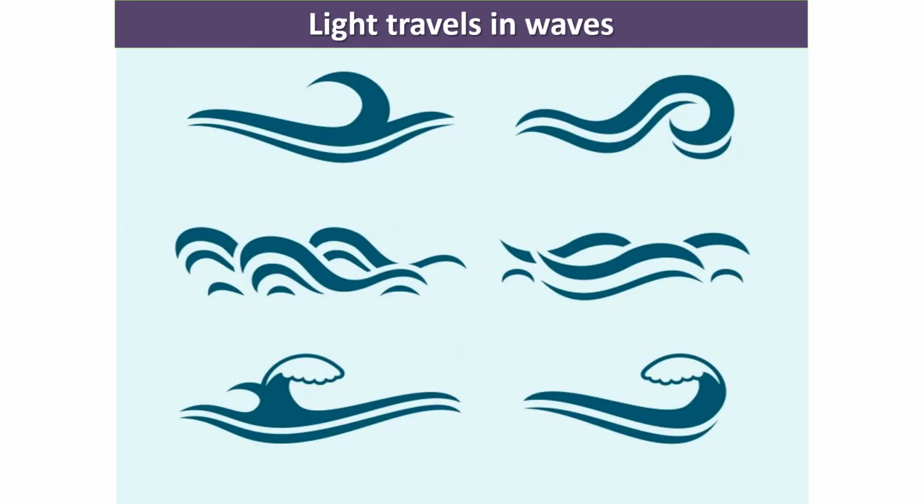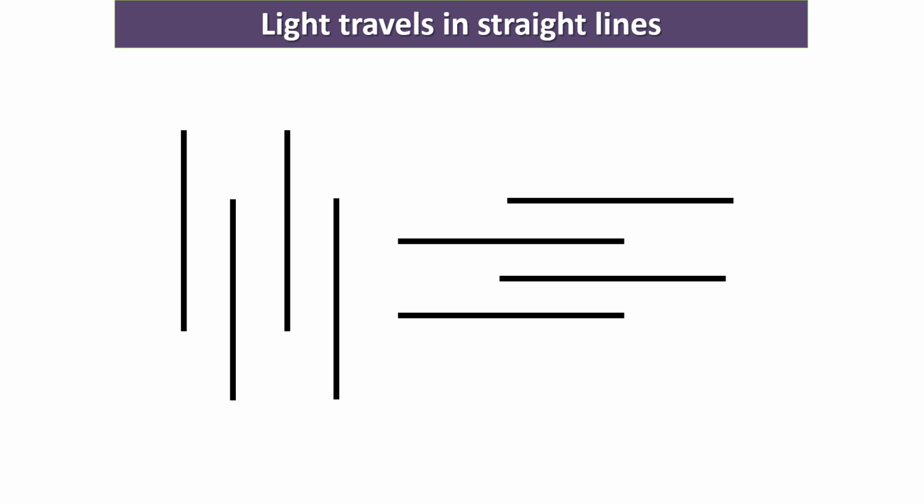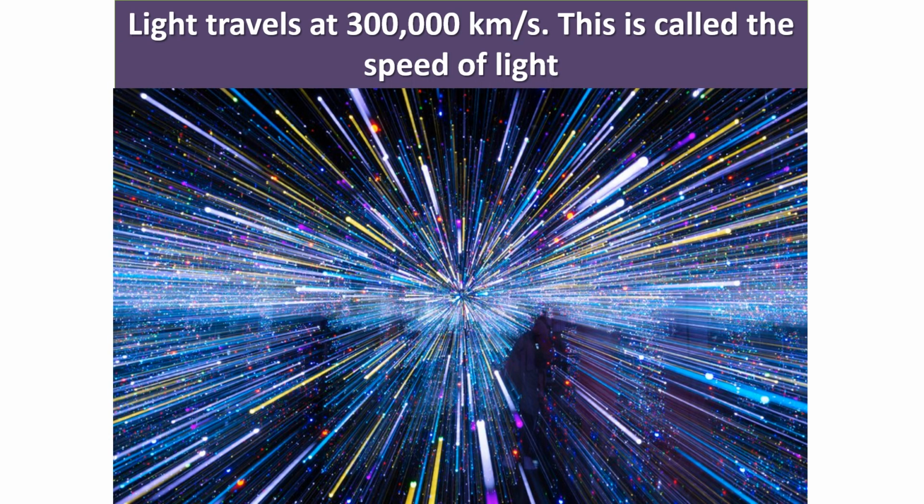So light travels in waves. However, not waves like we'd see if we went to the seaside. Light travels in straight lines. So, light travels incredibly quickly. In fact, it travels 300,000 kilometers per second. This is what's called the speed of light.